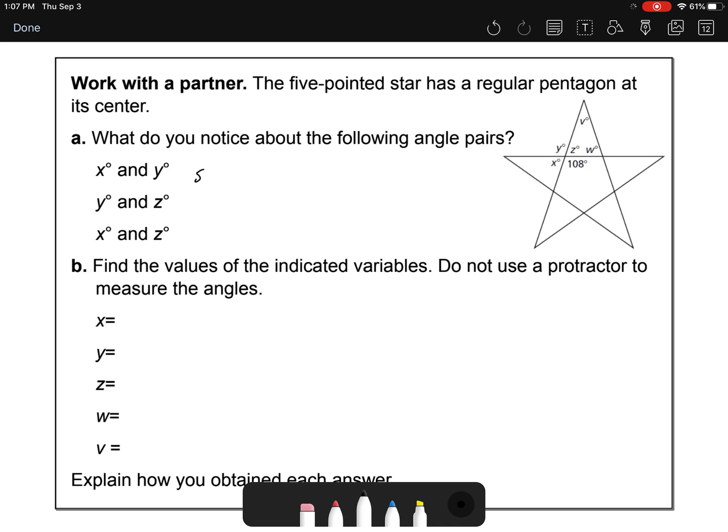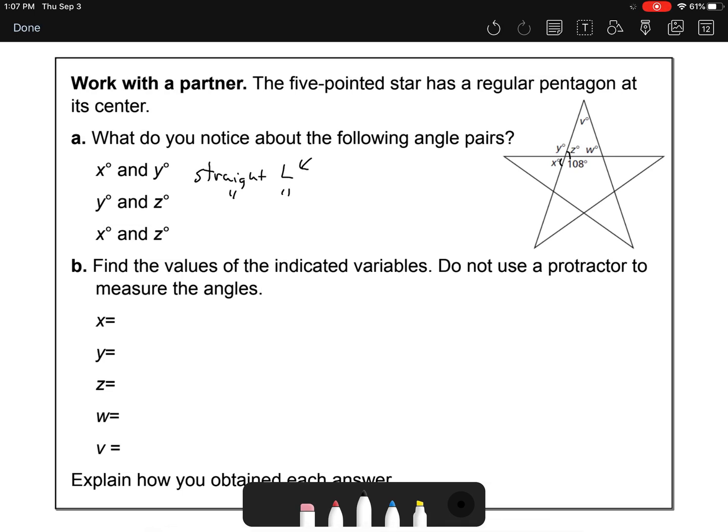Do you see that they form a line, right? They make a straight angle. X and Y do. So they make a straight angle. This is, by the way, the abbreviation for angle. I just write an angle. What about Y and Z? Oh, also a straight angle. What about X and Z? Okay, not a straight angle, do they?